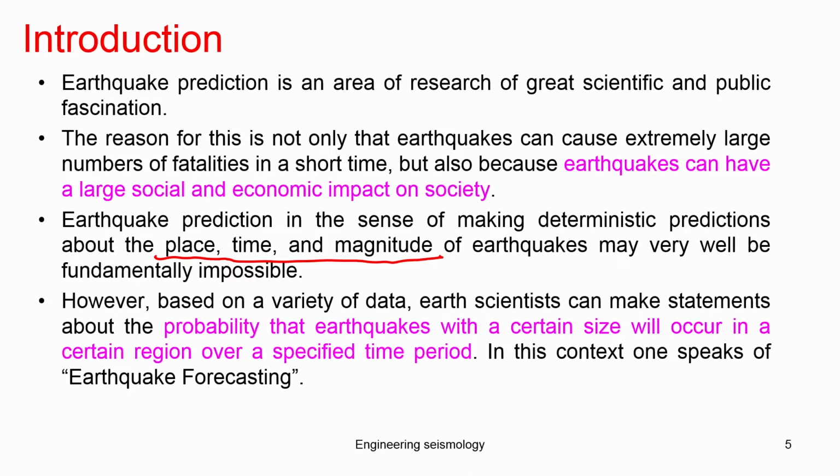But as I keep insisting, as of now it is fundamentally not possible to predict these parameters accurately. However, based on a variety of data, earth scientists make statements about the probability that an earthquake of a certain size will occur in a certain region over a specified period, which is purely based on a probabilistic model and is called earthquake forecasting. Forecasting means, for example, a 2% probability of an earthquake occurring in the next year. That depends upon your data. If your data is wrong, you basically cannot predict.